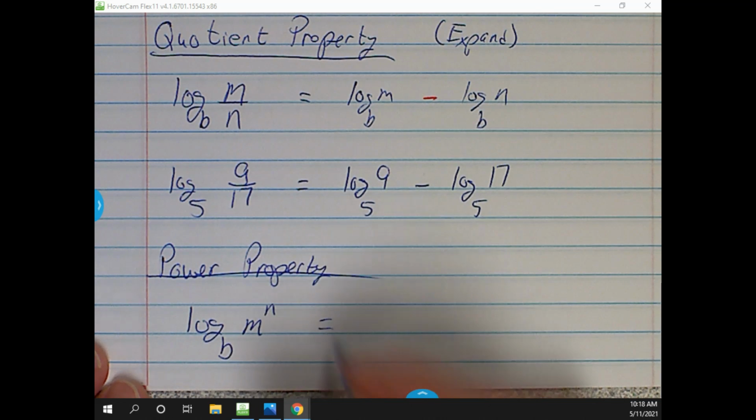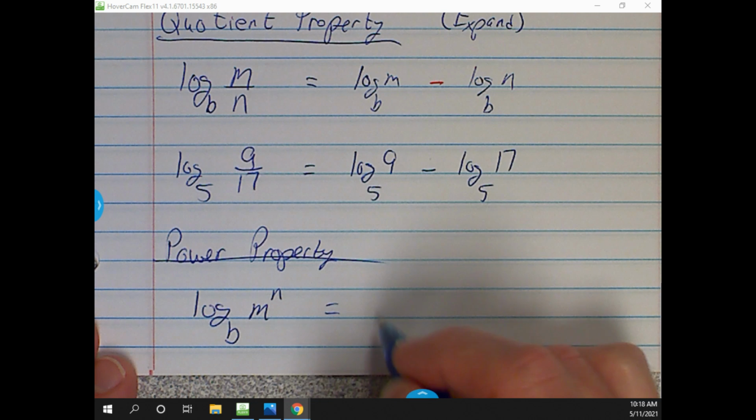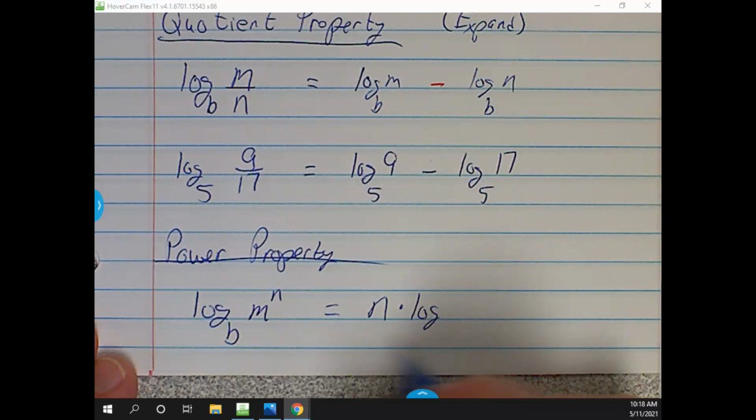So it looks something like this. If you have log of, and again, it doesn't really matter what the base is, but if you've got something to the n power or whatever it's going to be, it's not quite as long as the other ones. You're going to take whatever the power you have here, you're going to move it out front, so you're going to do n times the log of m base b.